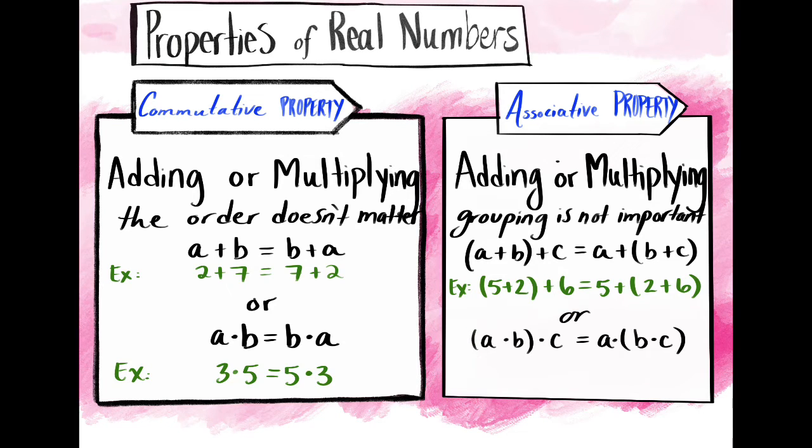Now, same thing for multiplication. It does not matter which two numbers you multiply first, you're going to get the exact same value. Okay, so that was commutative and associative.